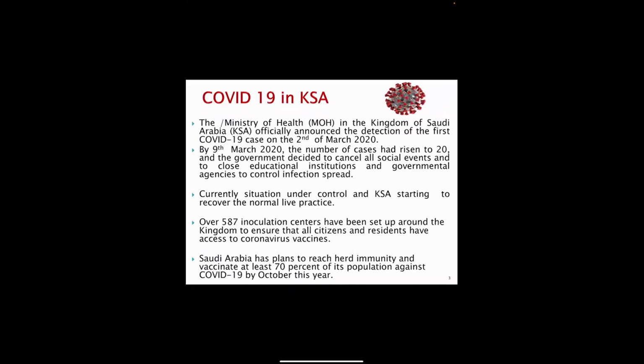With regard to COVID-19 in Saudi Arabia, the health law in the Kingdom of Saudi Arabia aims to provide comprehensive health care for all people in a fair and accessible manner. Saudi Arabia has administered over 30 million doses of COVID-19 vaccine across the kingdom, and over 587 inoculation centers have been set up around the kingdom to ensure that all citizens and residents have access to the coronavirus vaccine.